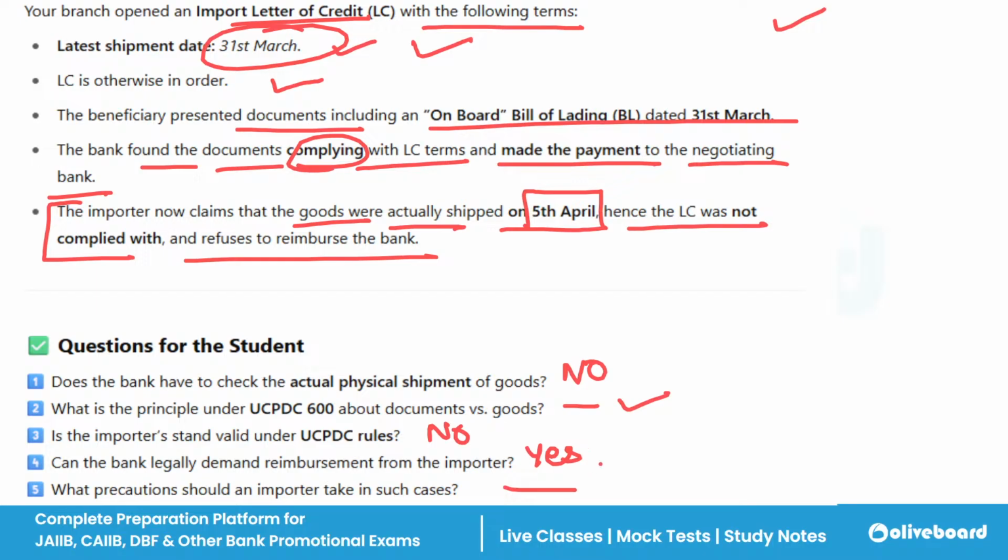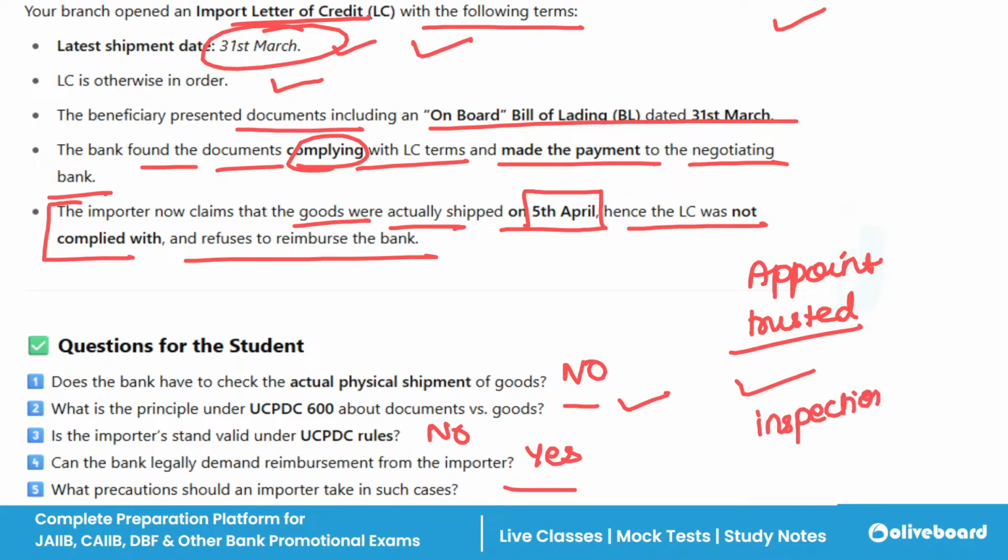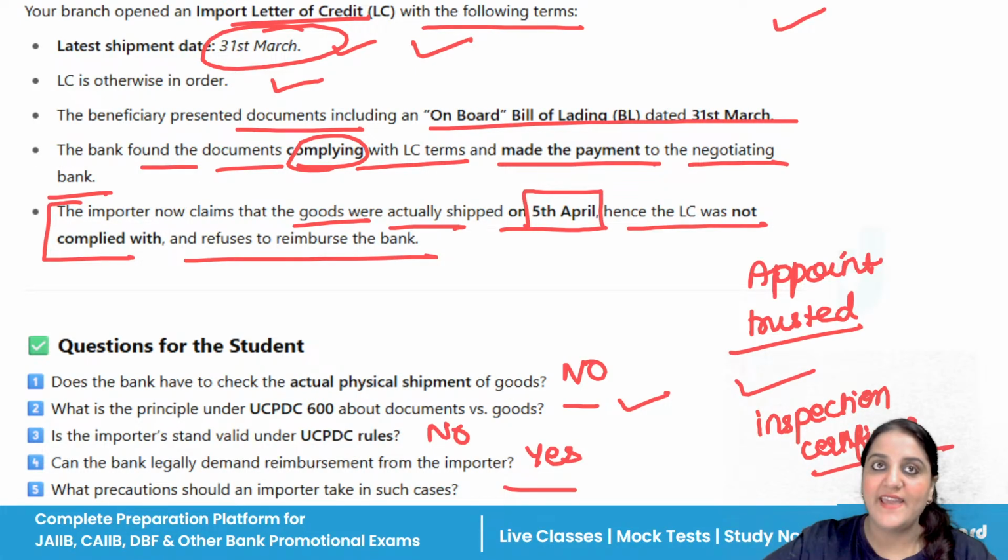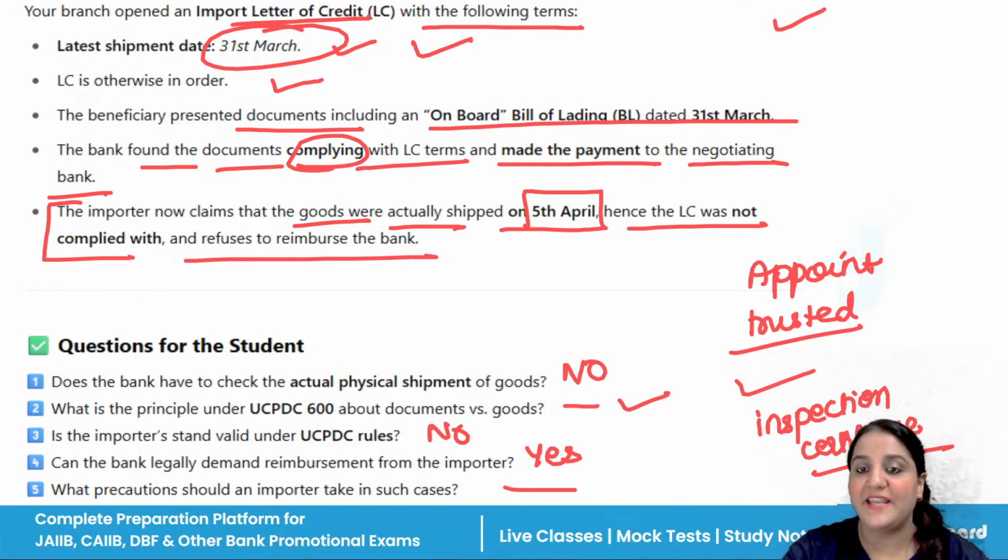What are the precautions? Appoint a trusted inspection agent, and use reputable shipping lines and insurance companies. If anything is suspicious, ask for an inspection certificate, and include strict documentary evidence to protect against any type of backdating. So these are the precautions that should be taken in these types of conditions.